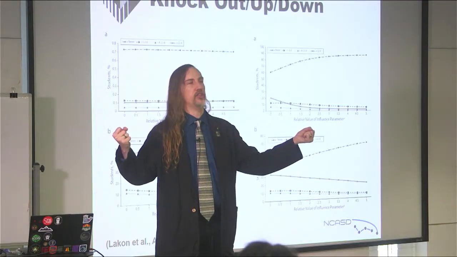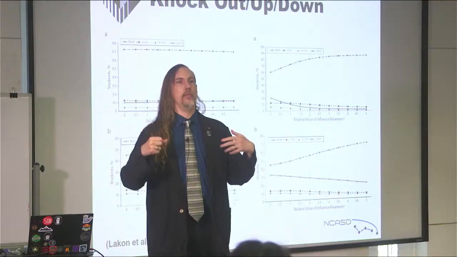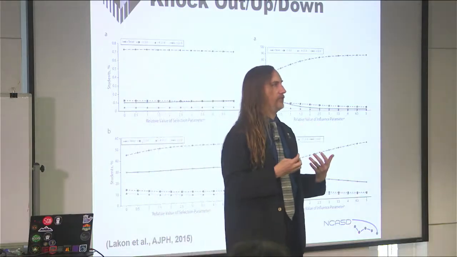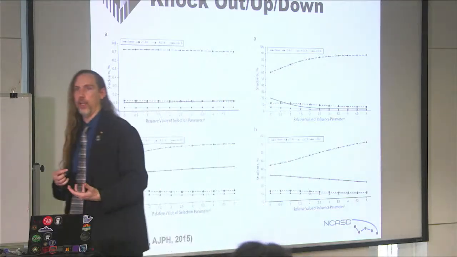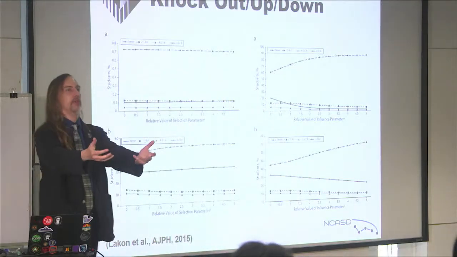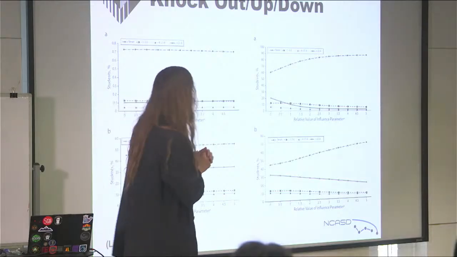One is selection, partner selection: to what extent am I prone to hang out with people who have similar smoking behavior to my own? And the other is social influence: to what extent am I likely to emulate my peers in their smoking behavior?